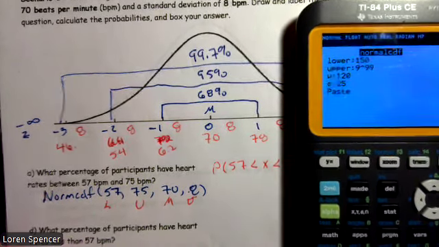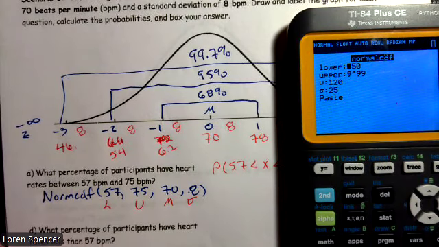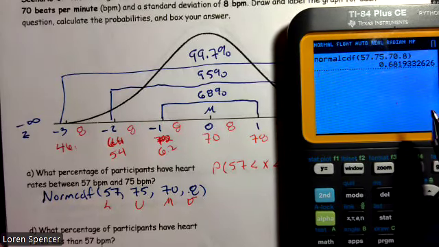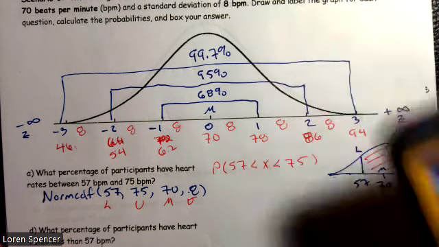So our lower bound was 57, our upper bound was 75, our mean was 70, and our standard deviation was 8. And I end up with 0.6819.